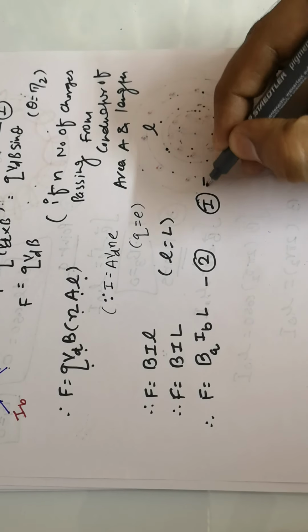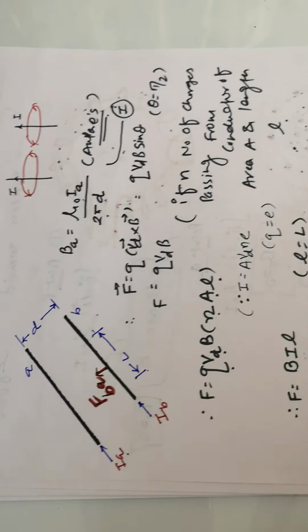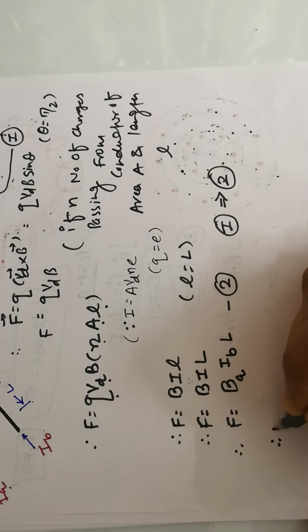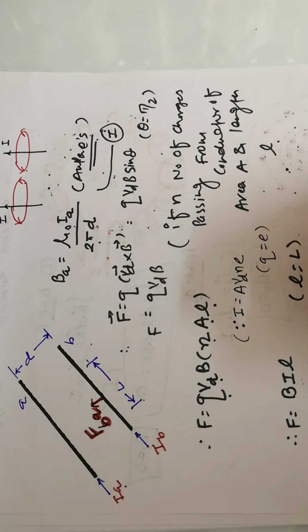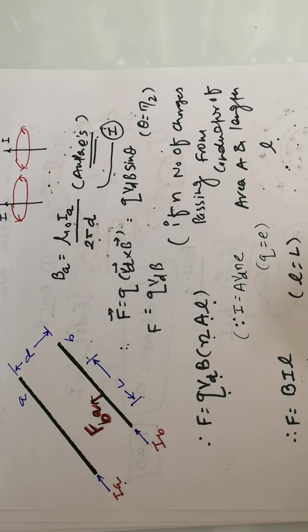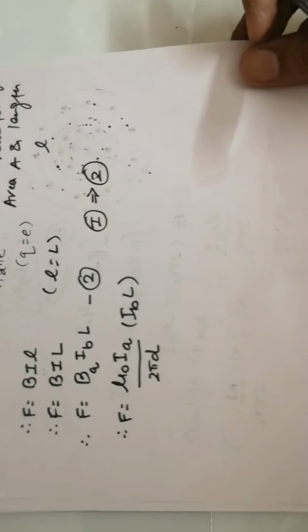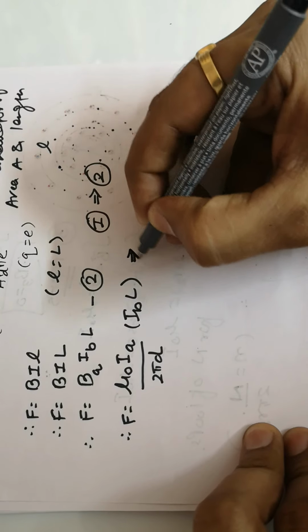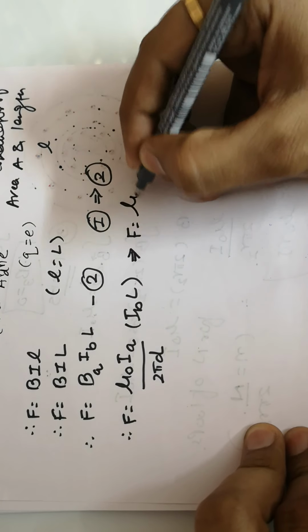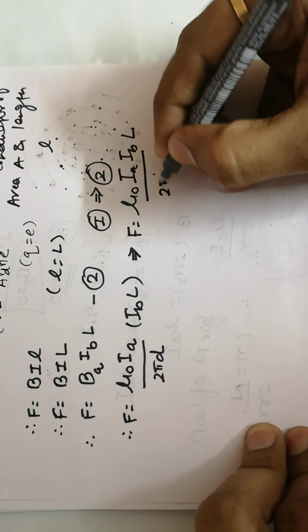The value of equation number 1 is placed in equation number 2. So my equation for F becomes mu 0 IA divided by 2 pi d, multiplied by IB into L. I have substituted the value of equation number 1. So you can see that the formula for the force becomes F equals mu 0 IA IB L divided by 2 pi d.